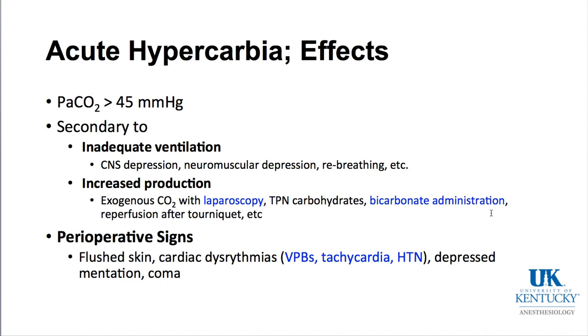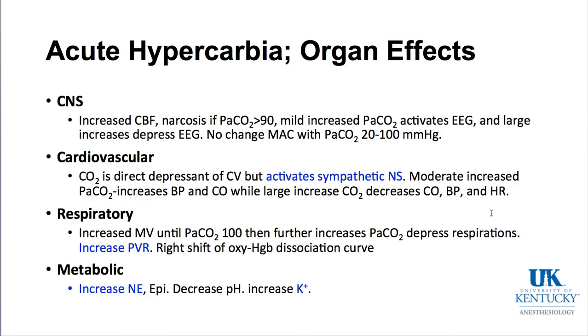There's cardiac dysrhythmias, hypertension, and tachycardia. And when you see a patient in the recovery room who's retaining CO2, it's not uncommon to see them with hypertension, tachycardia, and sweating, and decreased mentation. Some organ effects in the central nervous system: CO2 increases cerebral blood flow. The major control of cerebral blood flow is CO2. Now, if you get very high CO2 levels, it can cause a comatose state, and there's no change in MAC, though, with a pCO2 in the normal ranges of 20 to 100.